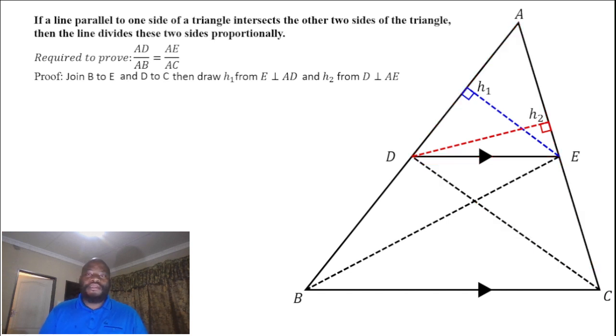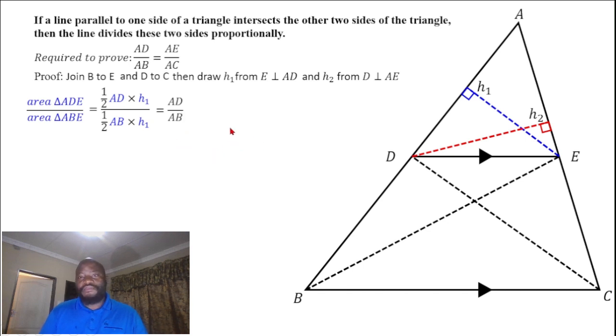Now we start by saying the area of triangle ADE divided by the area of triangle ABE, the big one here, we get half AD multiplied by H1, divided by half AB multiplied by H1 as well. And the H1s will cancel, the halves will cancel. Then we'll be remaining with AD over AB. This is because they have the same height, as we just mentioned before.